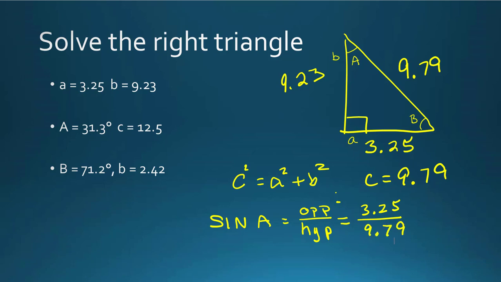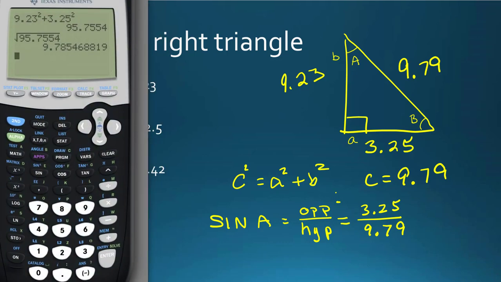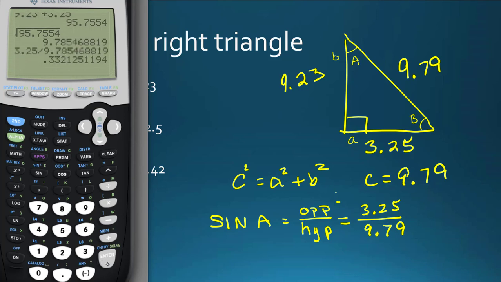9.79. So I can pull out my calculator and do 3.25 divided by, now my recommendation is if you can do this on your calculator, don't type 9.79. I always use my 89 because I'm a big girl. I'm just going to use that entire value so that I can get as much of it as possible. So it's about 0.332.